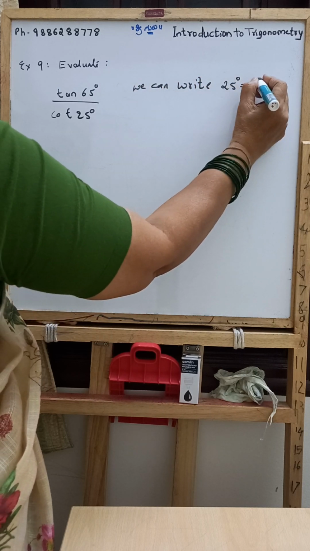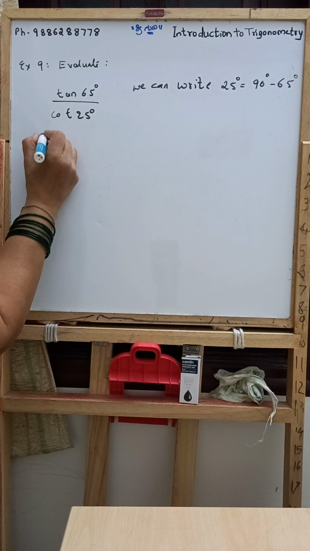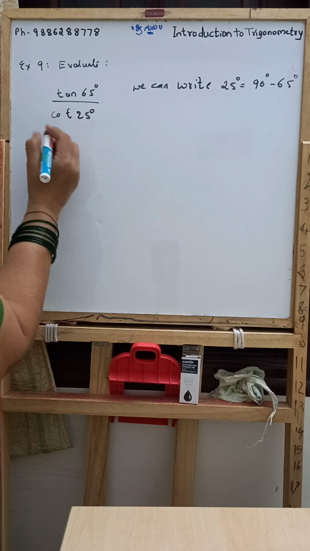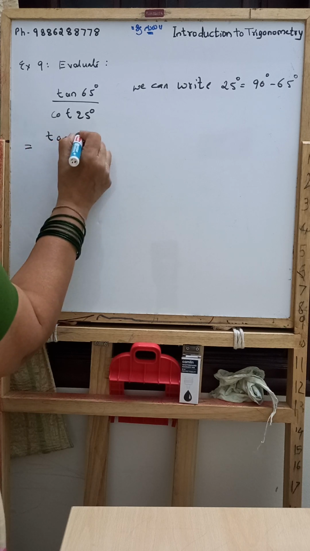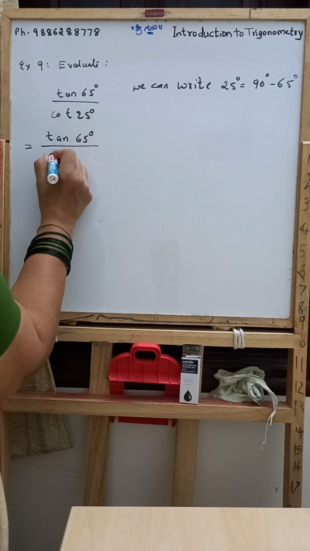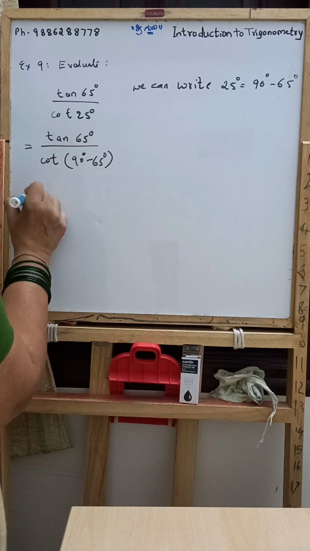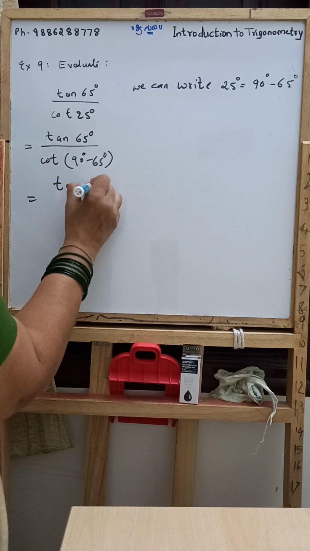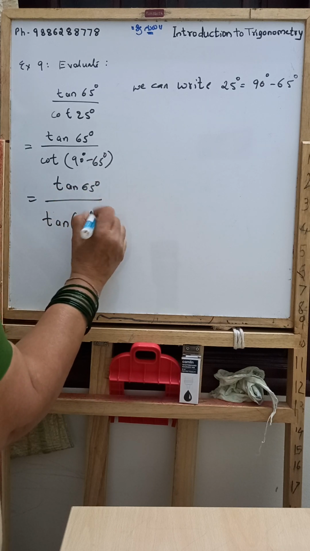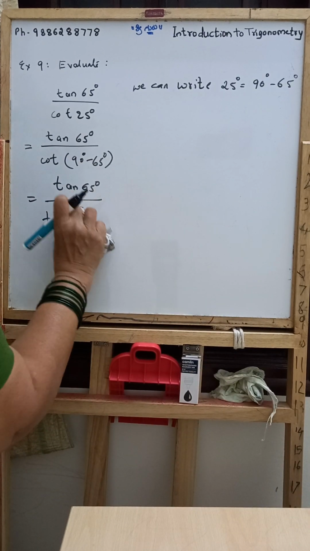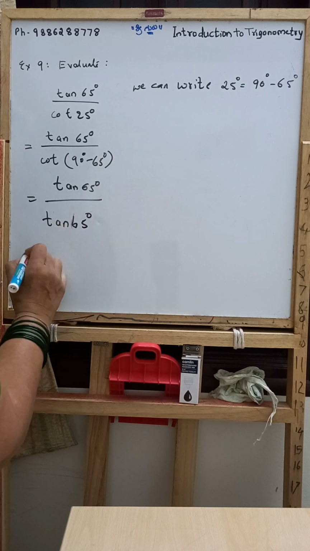25 degrees is equal to 90 degrees minus 65 degrees. Therefore, this can be written as tan of 65 degrees divided by cot of 90 degrees minus 65 degrees. Cot of 90 degrees minus 65 is tan 65 degrees. This is equal to 1.